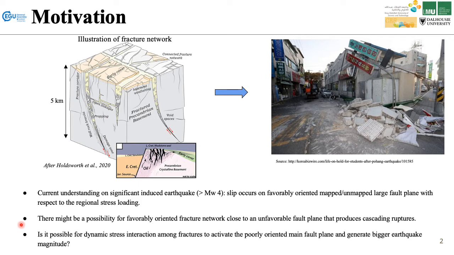One may ask: can a favorably oriented fracture network host a cascading rupture? And another possible question may arise: is it possible for dynamic stress interaction among fractures to activate the poorly oriented main fault plane and generate a bigger earthquake magnitude?